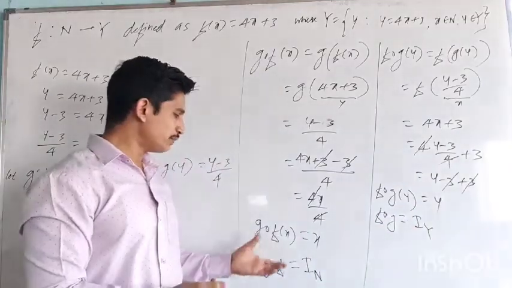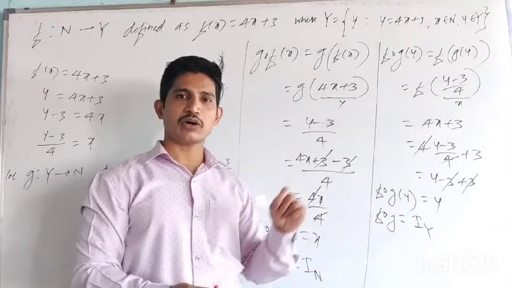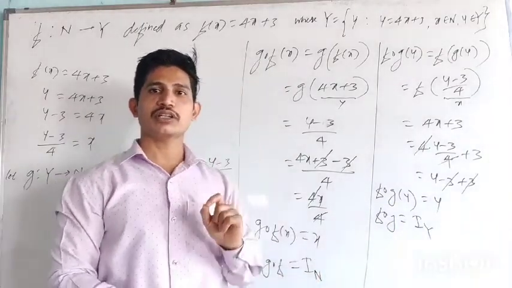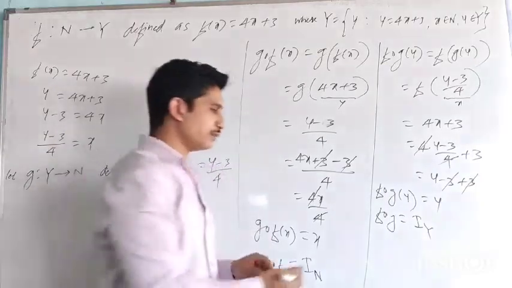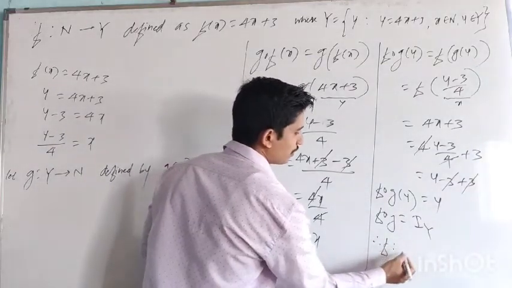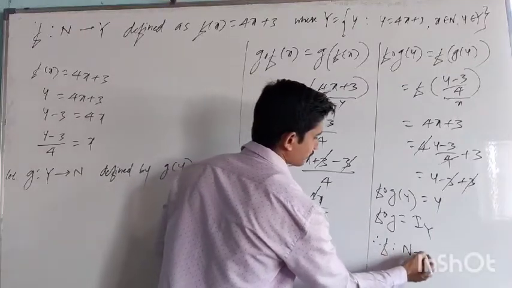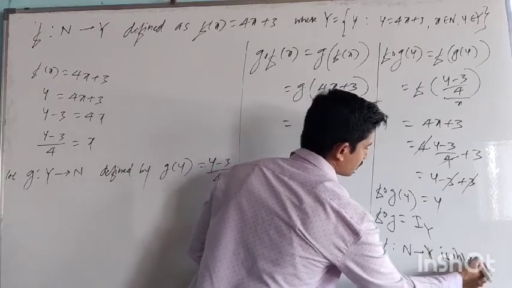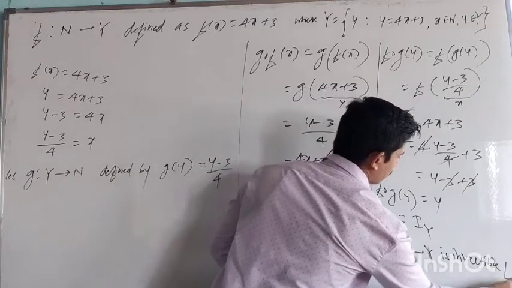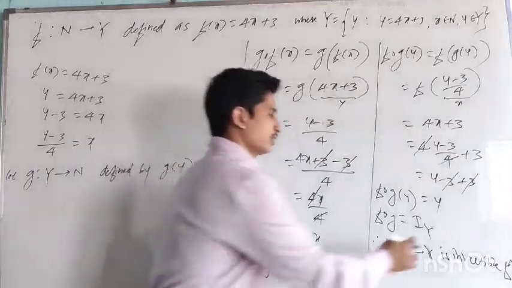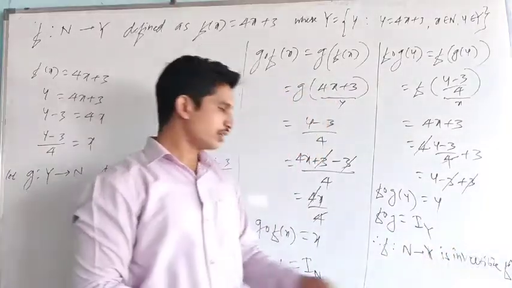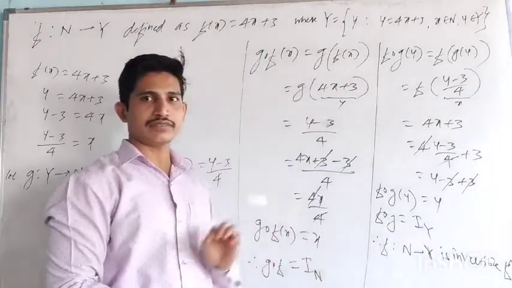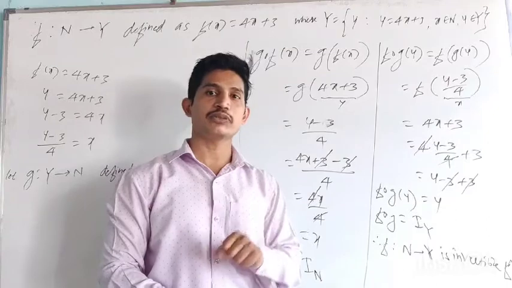So we proved that both are identity functions. Then according to the definition, if both are identity functions, the function f is called an invertible function. So the function f from X to Y is an invertible function, because both are identity functions. And what do they ask? They also ask us to write the inverse.